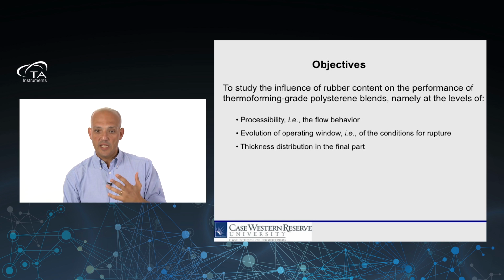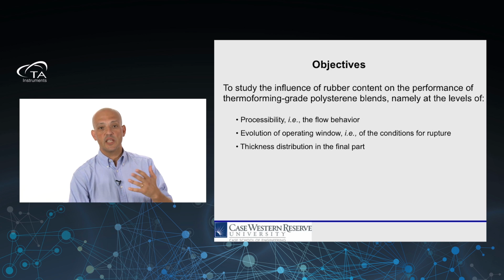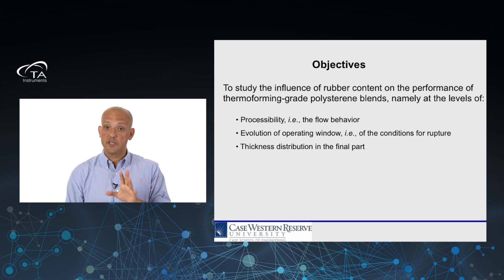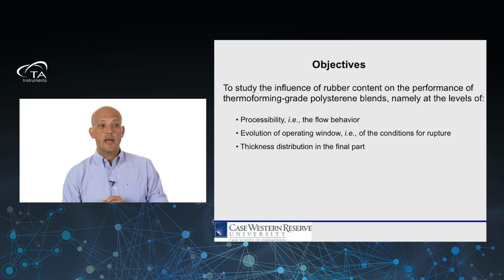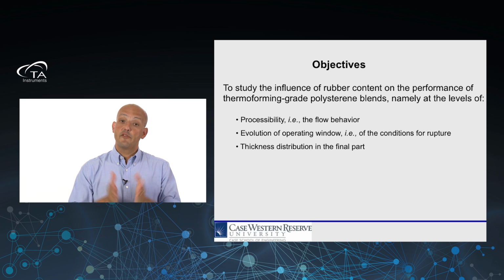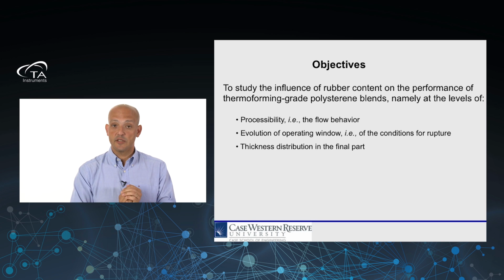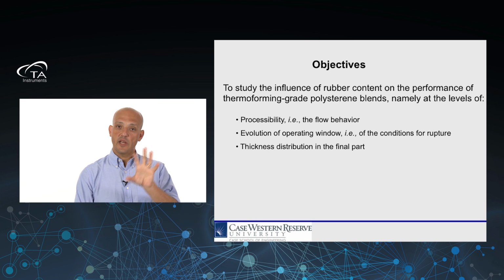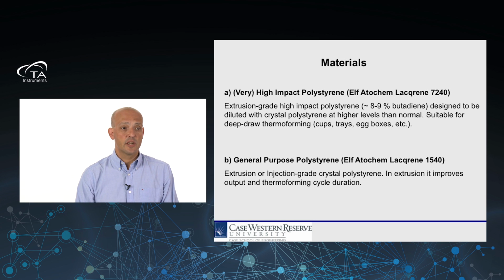So in this case, what we did was we wanted to study the influence of rubber content on the performance of these thermoforming grade blends, okay? In terms of the processability, i.e. how do they flow, the evolution of the operating window, for example, how much can we stretch them and what is the type of rupture that we get and the type of failure that we get in the system. And also we wanted to look at the final thickness distribution. So I'll just show you some limited set of results here.